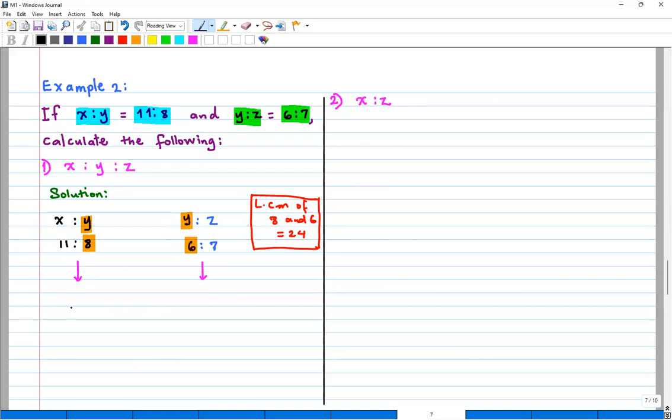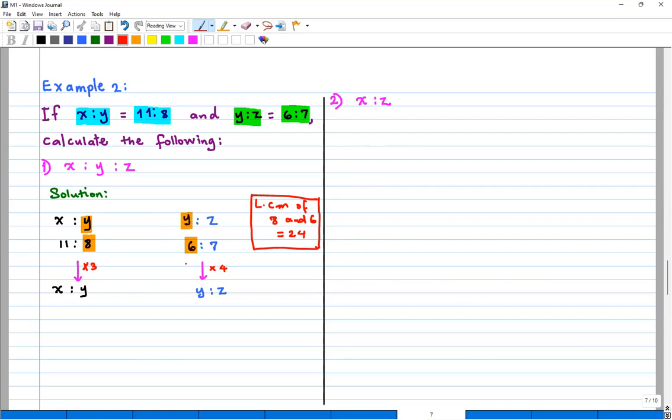Okay, so we are going to have x to y and y to z. The LCM is 24. You see that to get 24, we need to multiply this 8 by 3. So it means the whole of it, we are going to multiply it by 3. And when we have 6, to get 24, we multiply by 4.